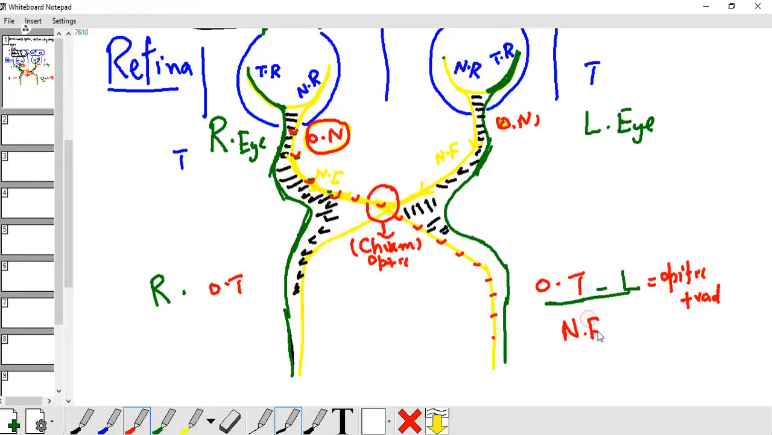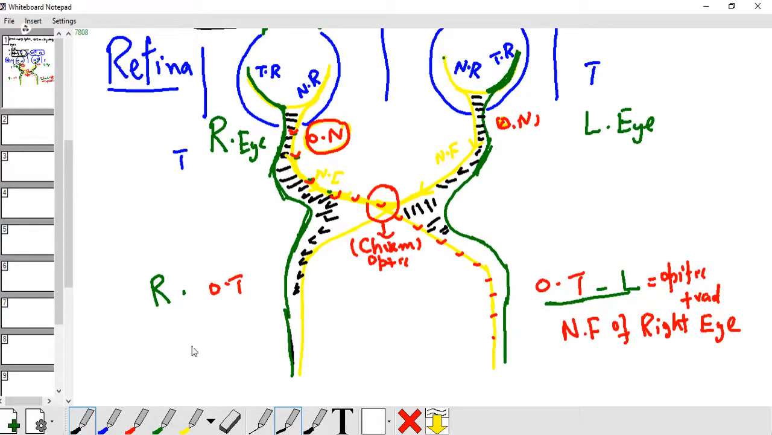Nasal fiber of left optic tract. Nasal fiber of right eye. The right side eye, nasal fiber of right eye. Is that clear? Okay. Next thing, right optic tract.